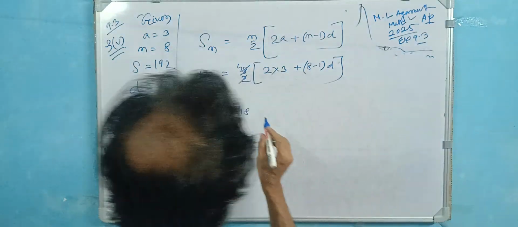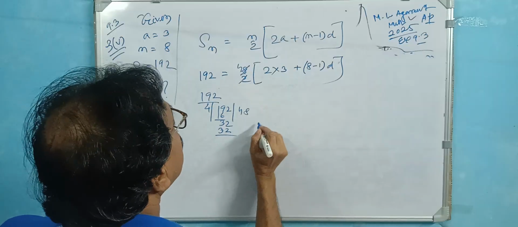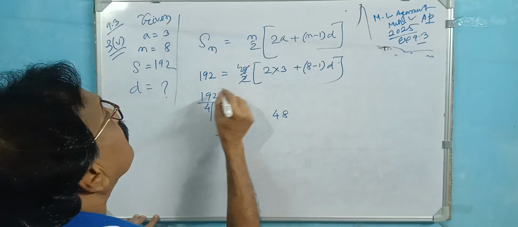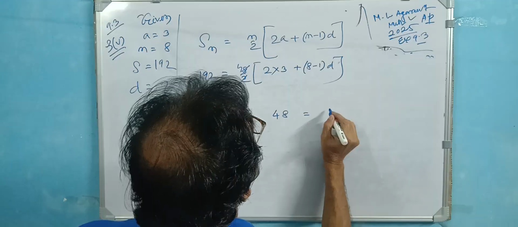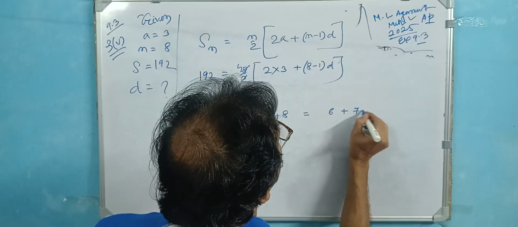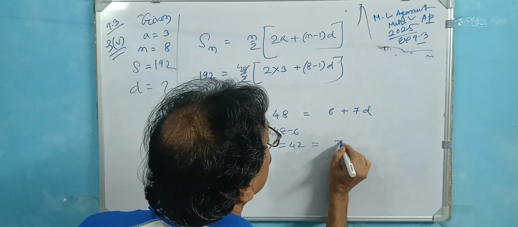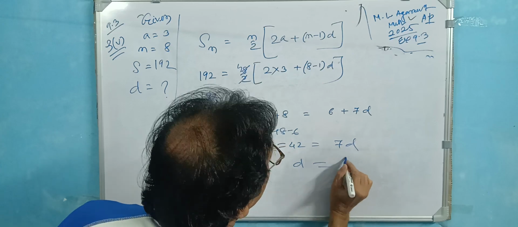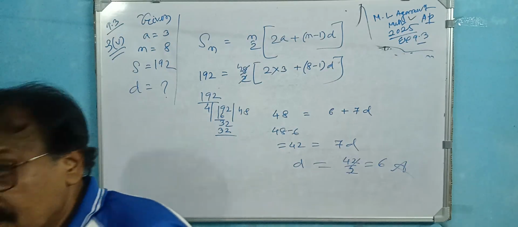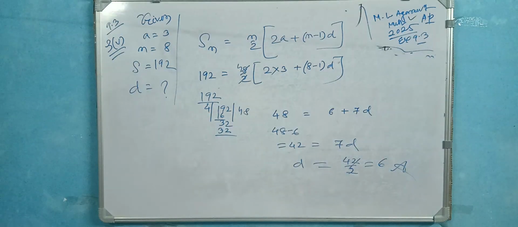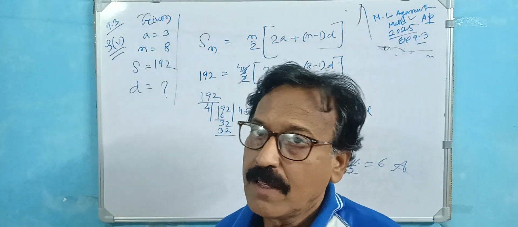So the very important thing is this: 192 divided by 4 gives 48. So 48 is equal to 6 plus 7d. So 48 minus 6 is 42, which is equal to 7d. So d is equal to 42 by 7, so this is 6. This is the ultimate answer. So d is 6. In this way you solve the sum. No problem at all. Clear? The concept must be clear.